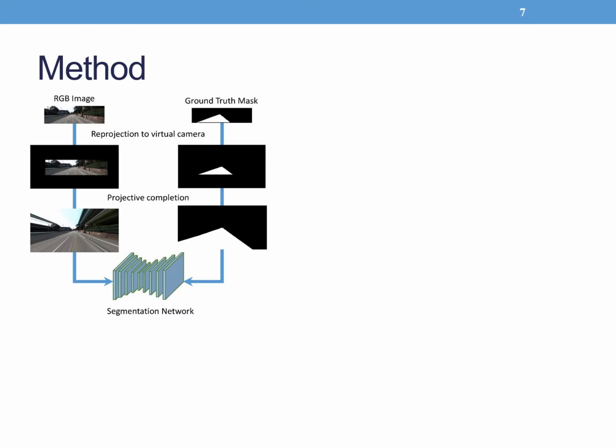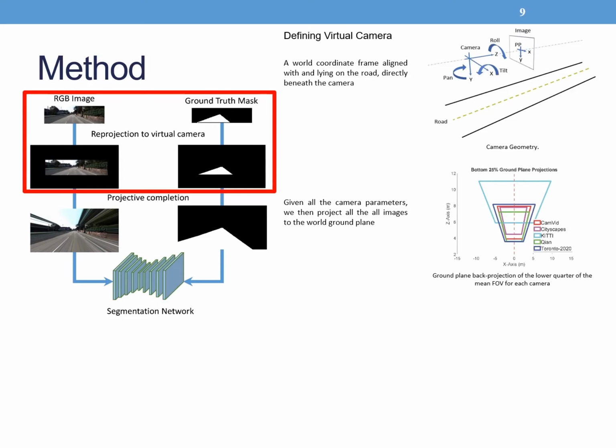The overview of our method is shown below. The first step is to define a standard virtual camera with real camera parameters and approximate the mapping from the real to virtual camera planes as a homography. To do this, we employ a world coordinate frame aligned with and lying on the road, directly beneath the camera. Given all the camera parameters, we then project all the images to the virtual ground plane.